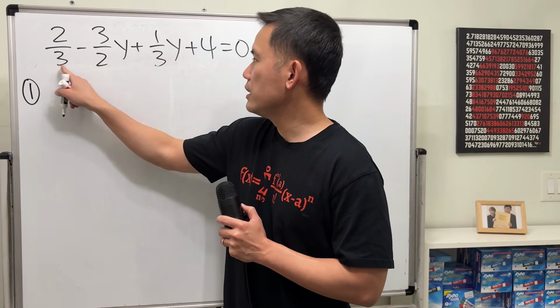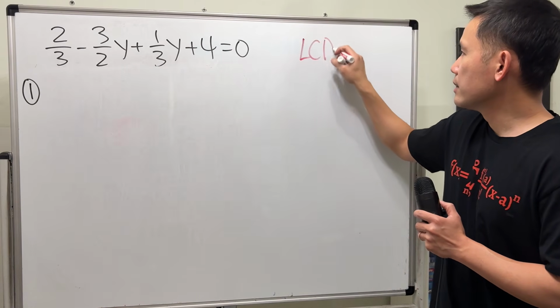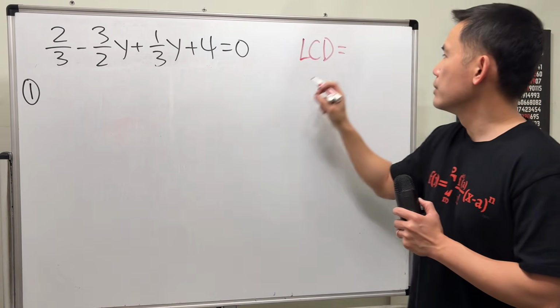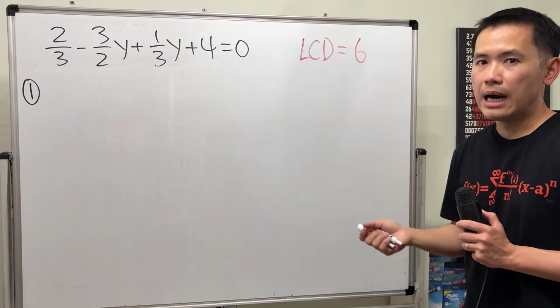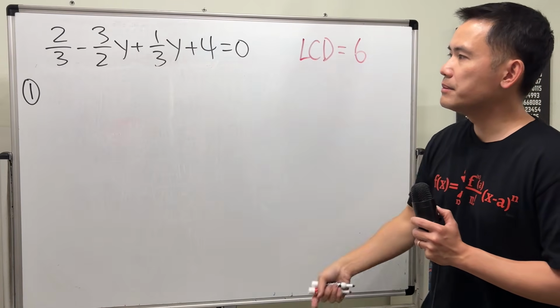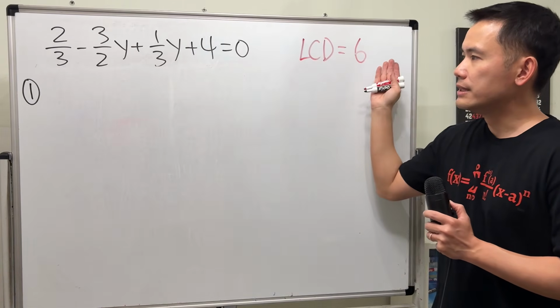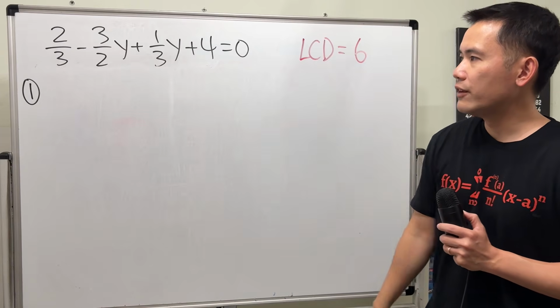First, we see that we have 3, 2, and 6. So the lowest common denominator is just 3 times 2, you get 6. The lowest common multiple of the denominators, because 3 goes into 6 two times, and 2 also goes into 6 three times. So what you want to do is multiply everybody by 6.